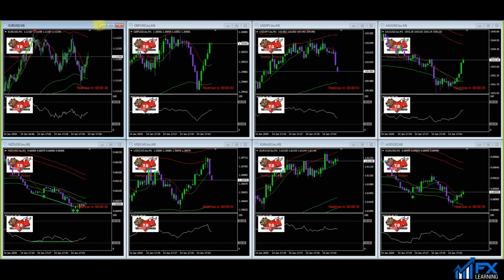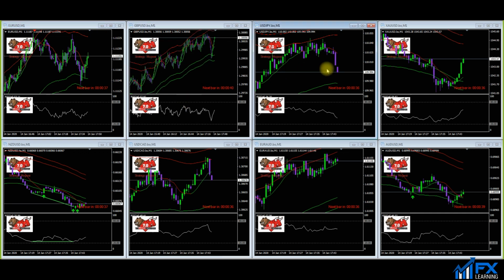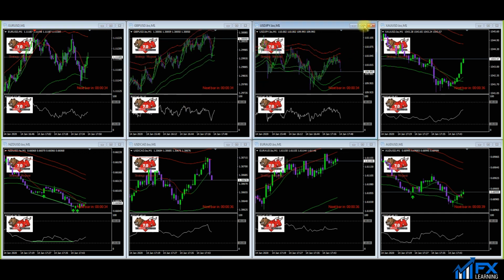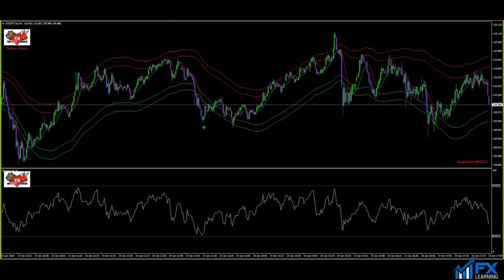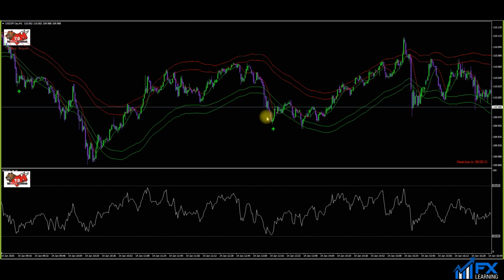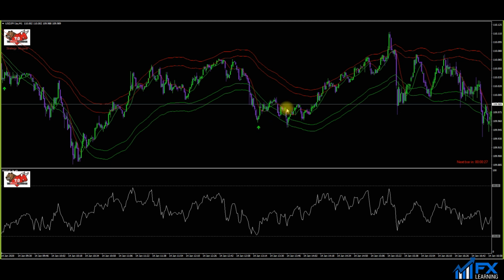So let's look, EURUSD, we're seeing some setups there. USDJPY, how has that been performing today? Okay, so we've got a number of buys on EURUSD. Look at that beautiful buy here with the trend.